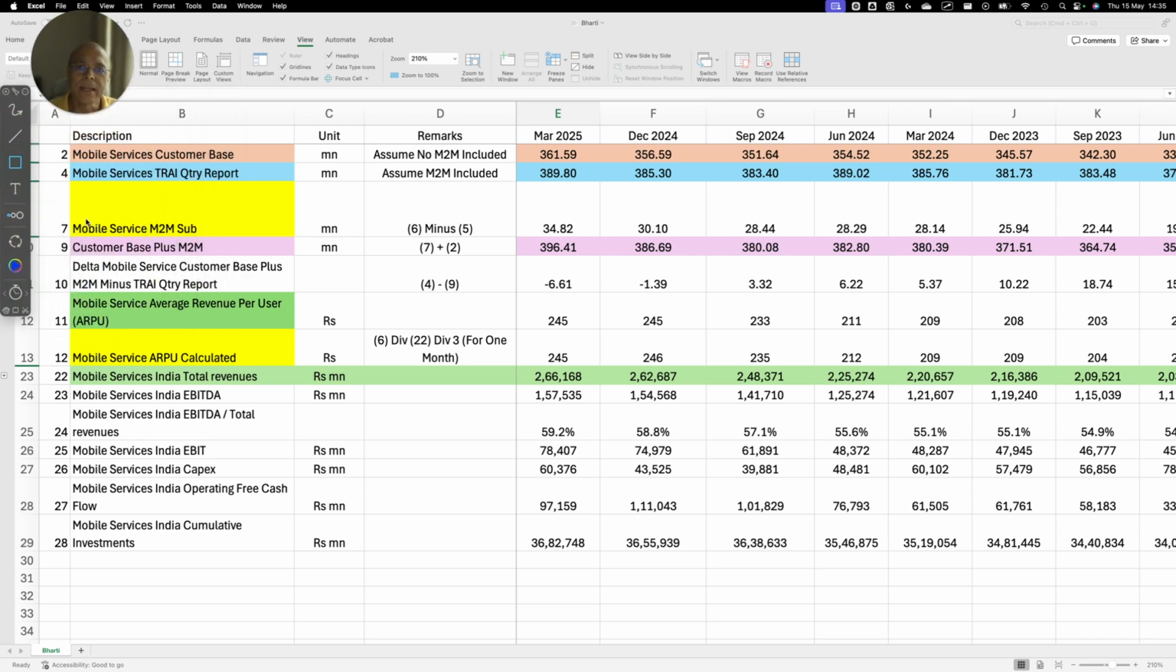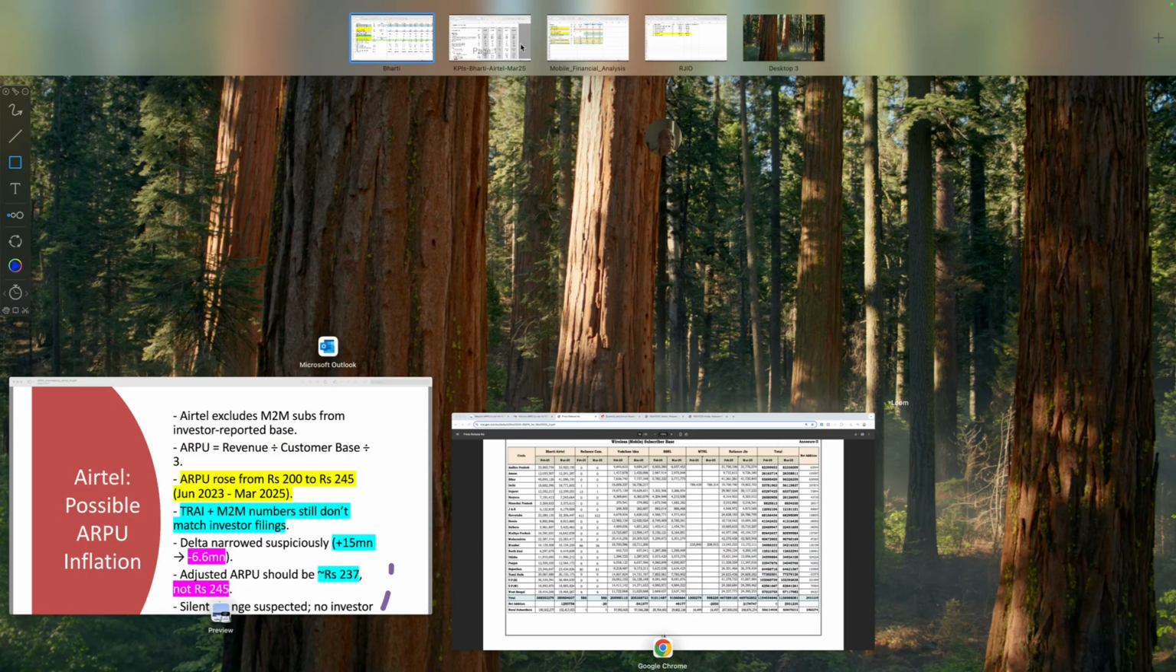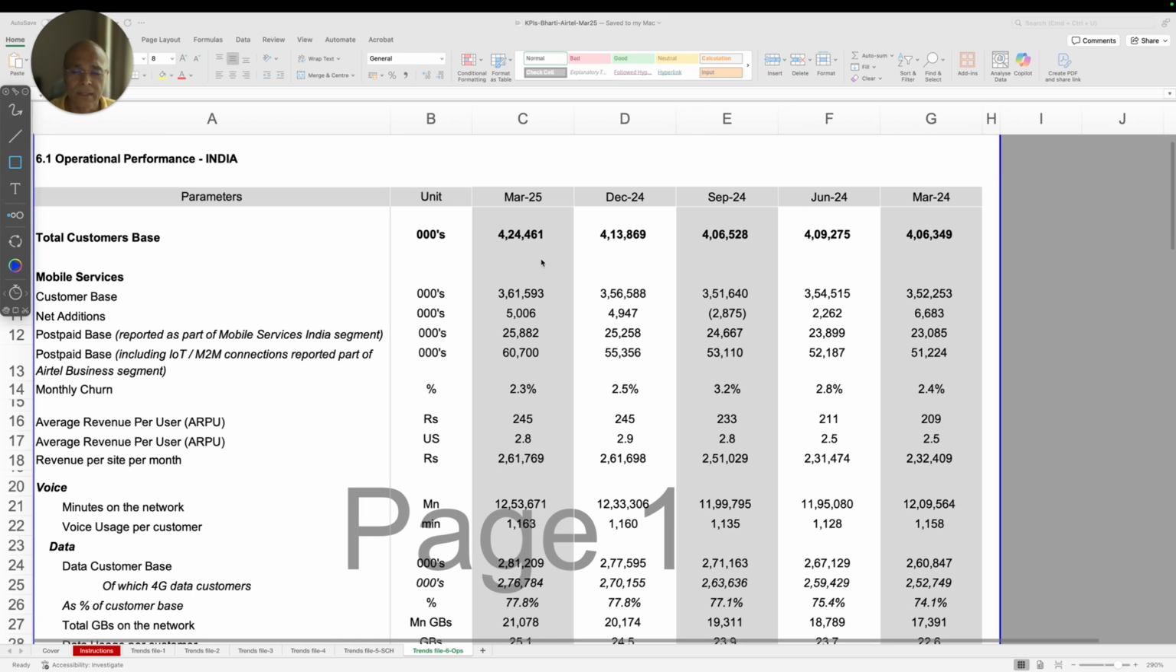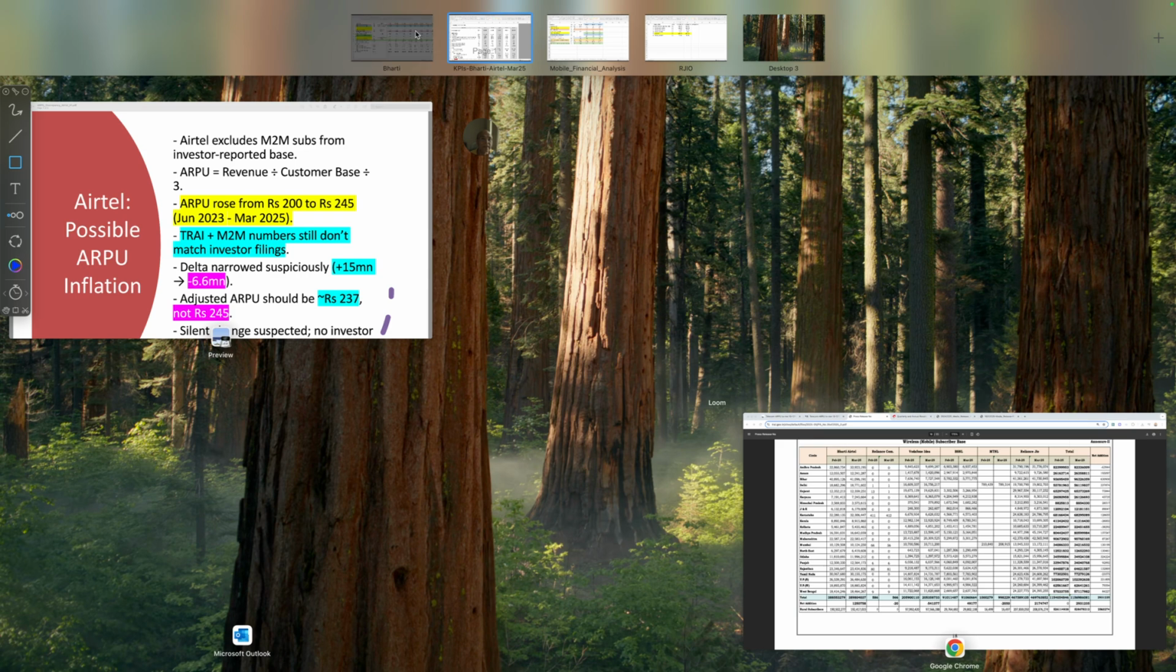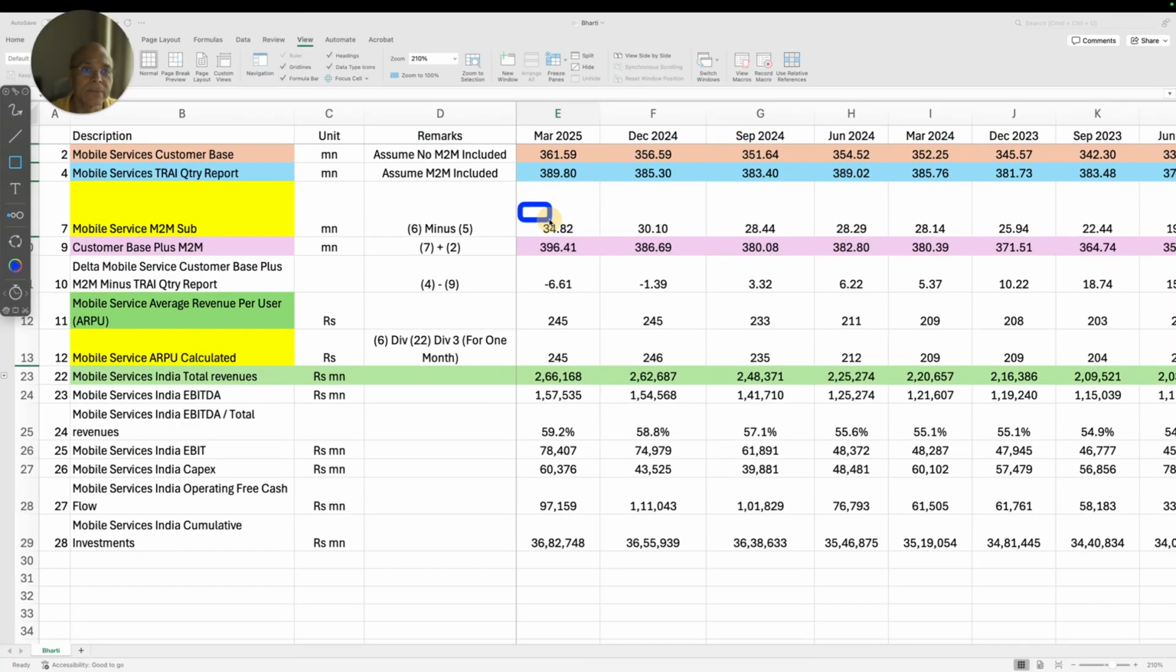Yeah. And then Airtel also reports their mobile service M2M subscriber, right? Which I can clearly calculate also. How do I calculate? Because they have the postpaid number. I'm going to show you in their KPI data. So you'll see that this is the number which they reported. And then they have the postpaid number of 25.8 million. And then they have the postpaid including M2M. So if you subtract this number from this number, this is the number that you get here, which I'm showing you in the sheet, 34.82.